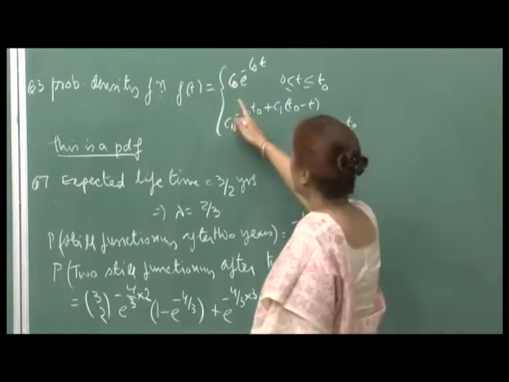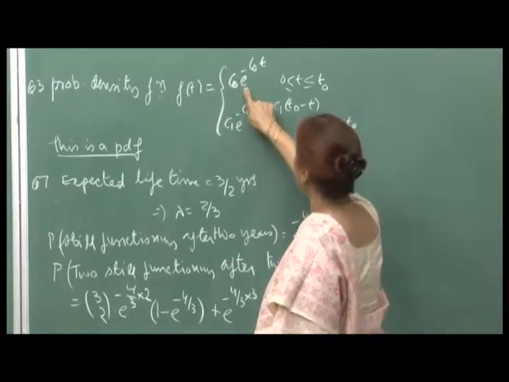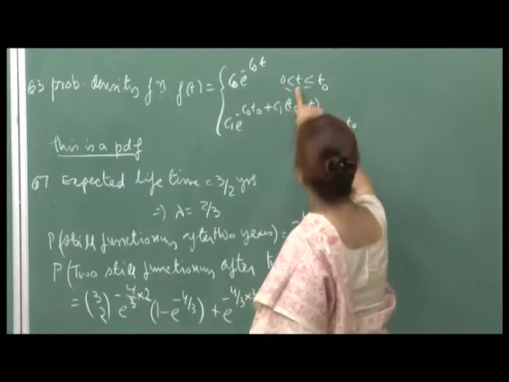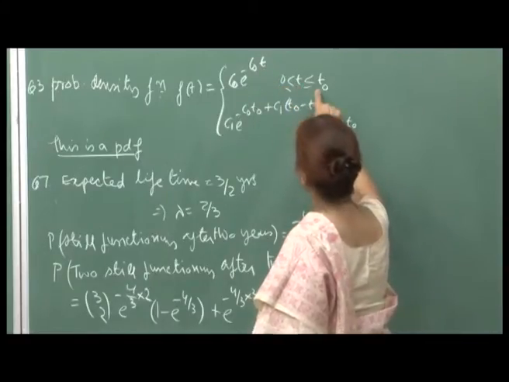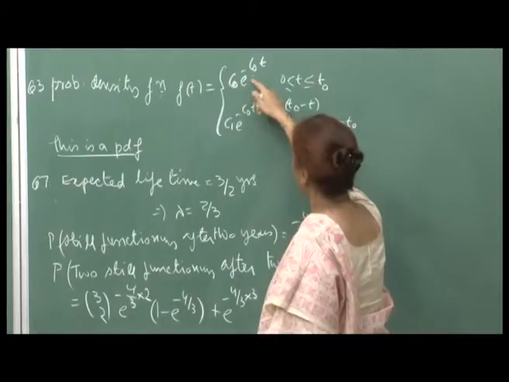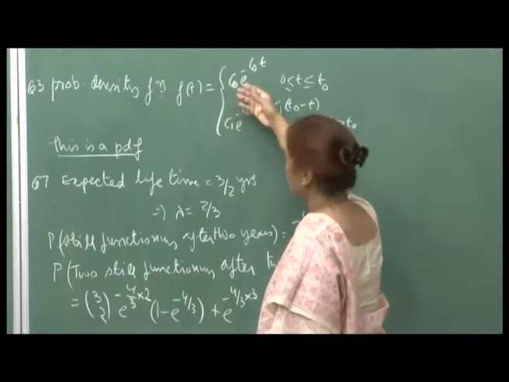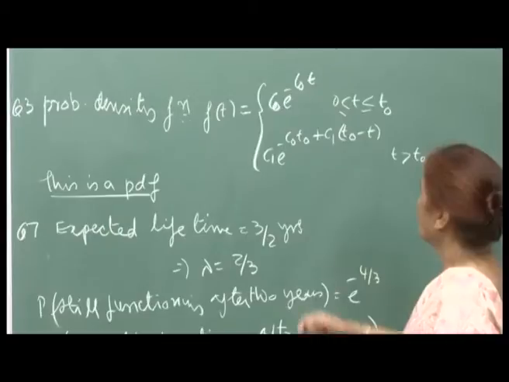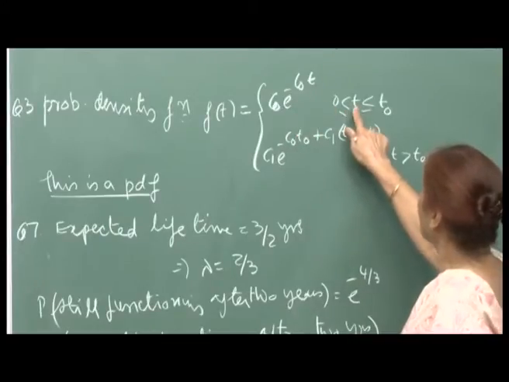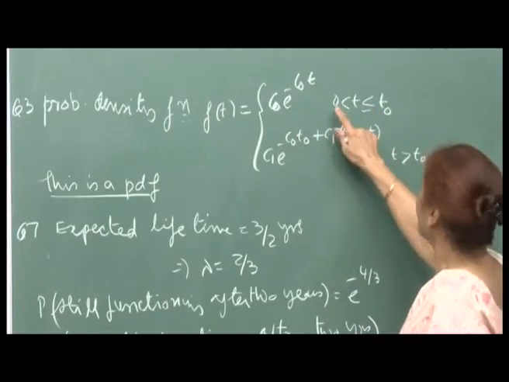So, you see the required density function will be c naught e raised to minus c naught t as long as t is between 0 and t naught, because this is the failure law. So, the rate of failure is c naught and it is an exponential failure law. Therefore, for t less than or equal to t naught, that means lying between 0 and t naught, you will write this.